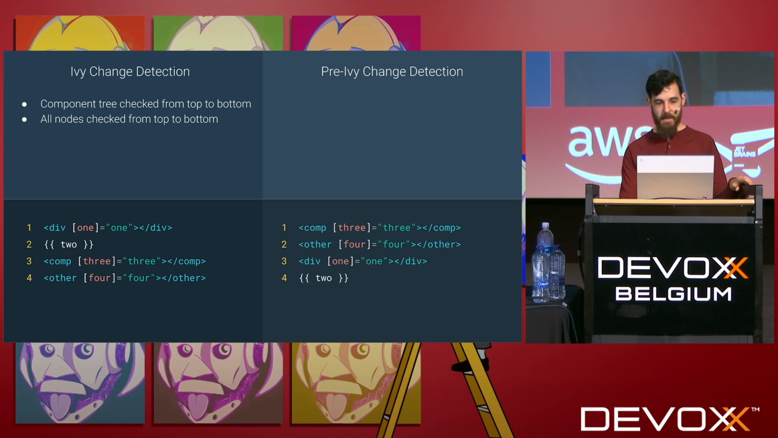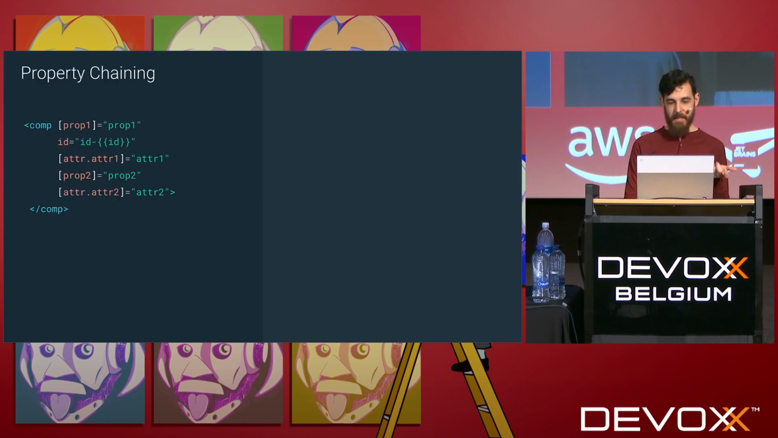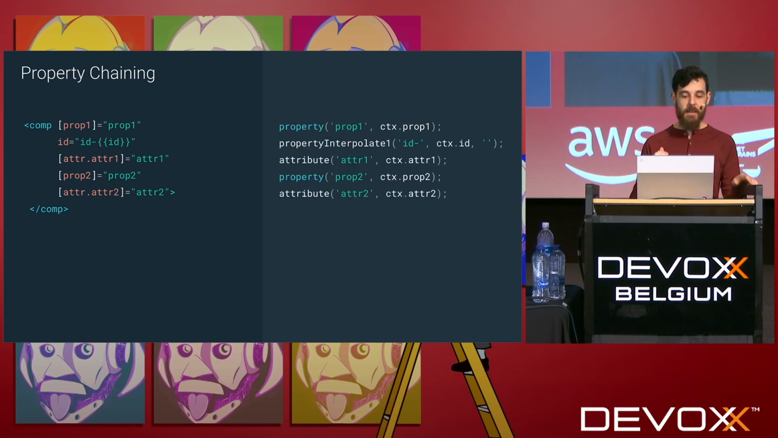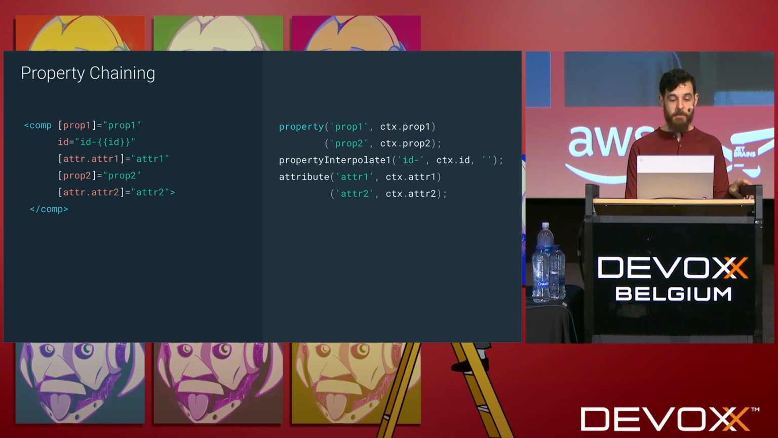I want to make that very clear because Angular does an optimization now in Ivy called property chaining. If you have an element that has multiple properties or multiple attributes on it, in the generated code, instead of generating code like this, where we'd say property, property interpolate, attribute, property, attribute, it's going to coalesce the similar instructions so that it's chaining them. So all of the property calls are going to happen at once, all of the attribute calls are going to happen at once, and the instruction returns itself so that these can be chained.